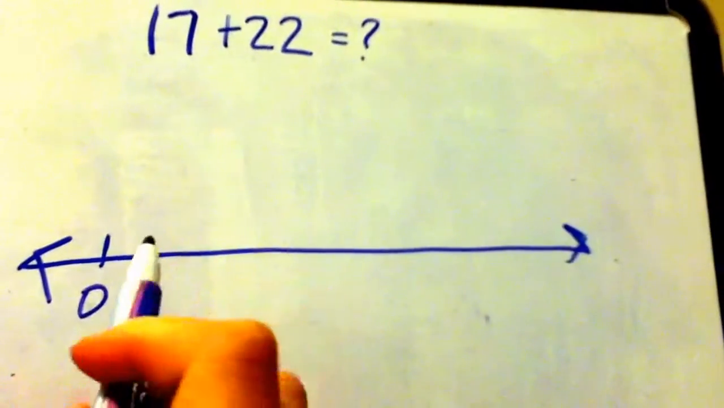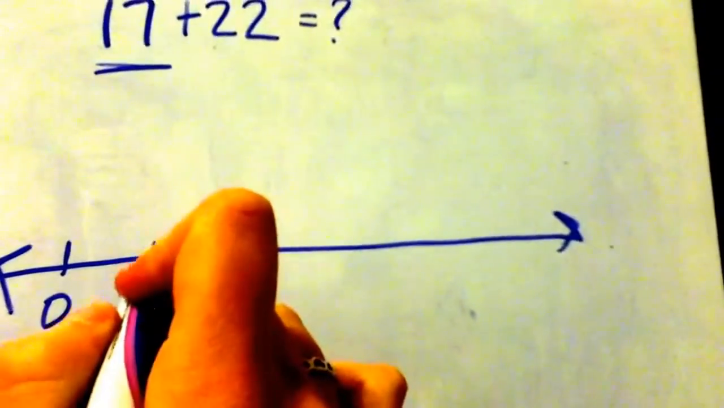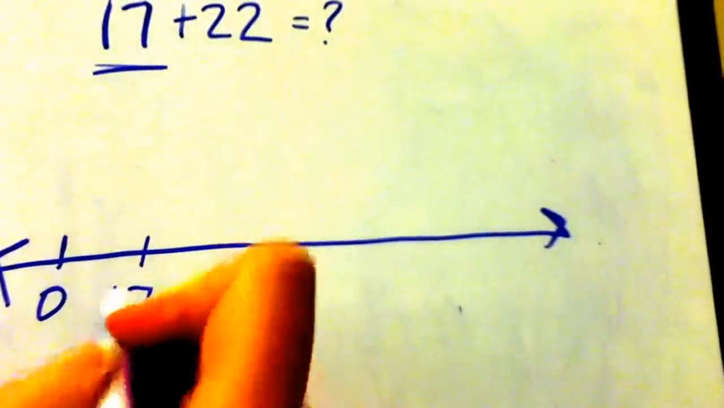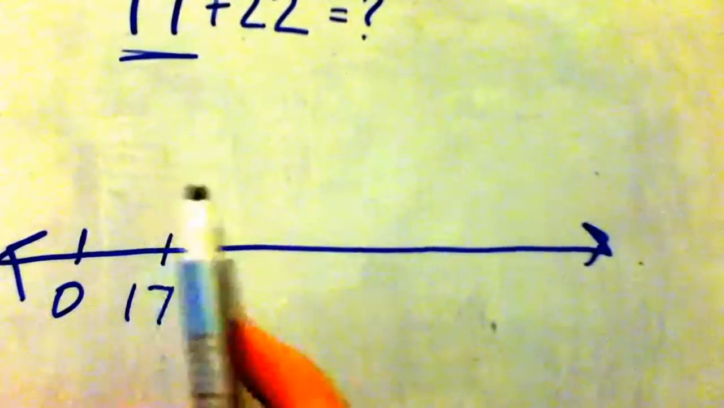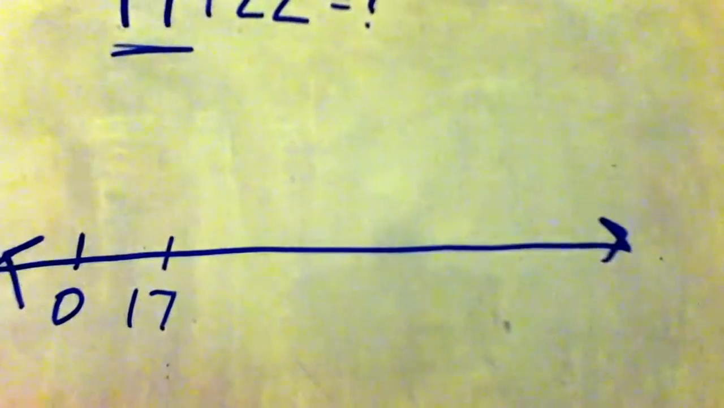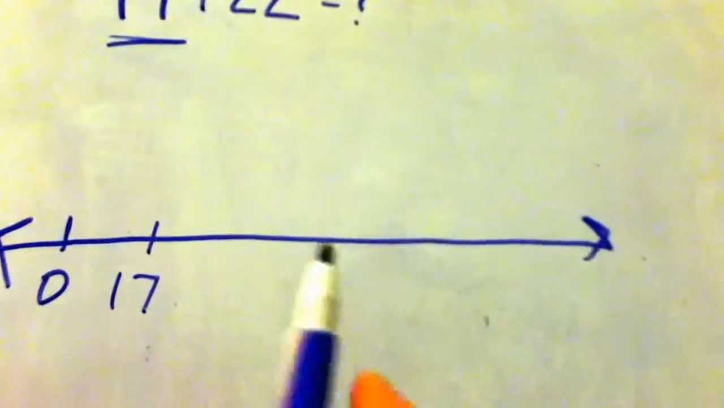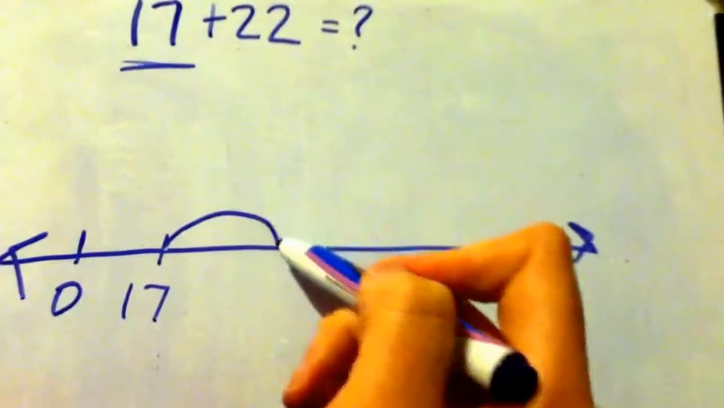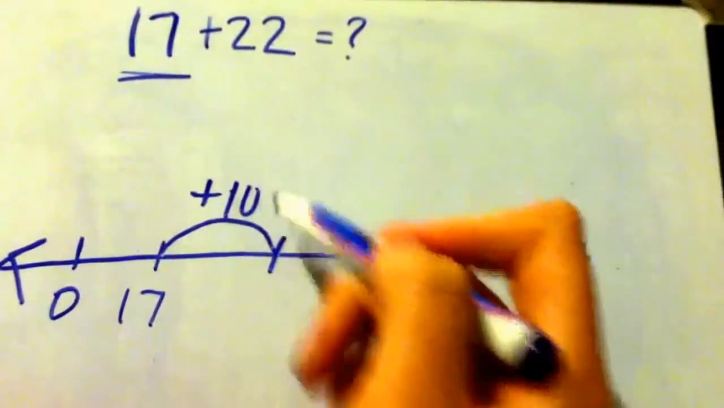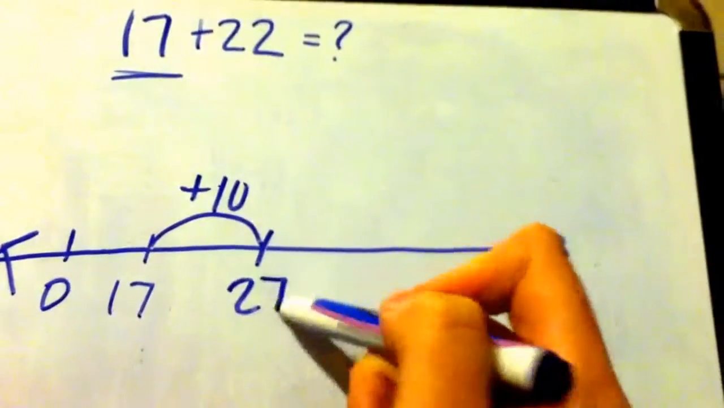I'm going to put my 0 down, but I'm going to start with 17, since that is what Scott started off with his baseball card collection. So I'm going to put 17 down on the number line. Now, to make it an easier approach by using the number line, we're just going to start off with adding 10 to the 17. So I'm just going to add 10, which would give us 27.